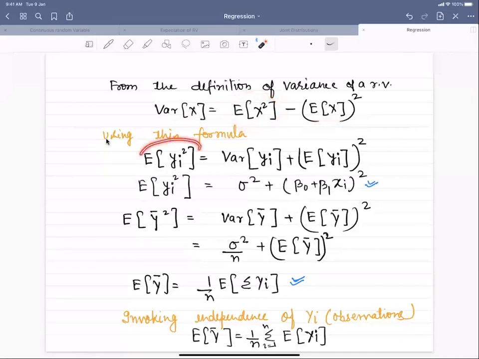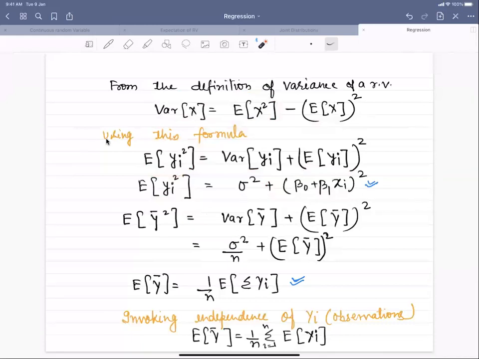So the expectation of yi square is equal to the variance of yi plus the square of the expectation of yi. The variance of yi we know is sigma square, and the expectation of yi we know is beta naught plus beta 1 xi, whole square. So this is the expectation of yi square.